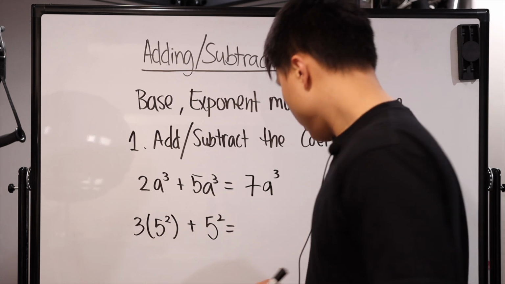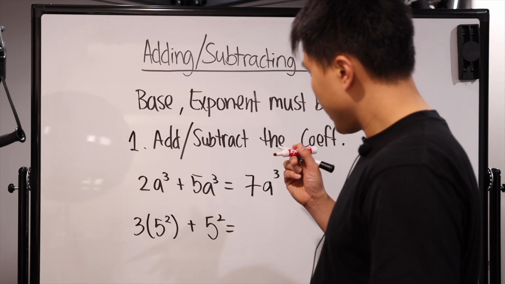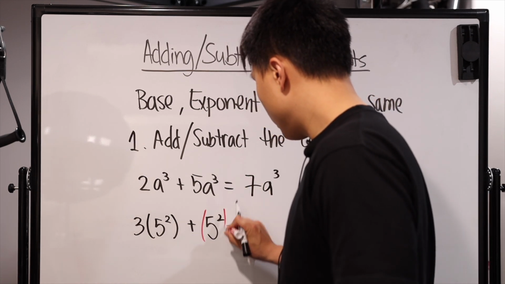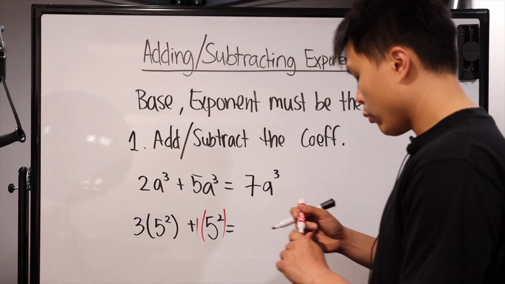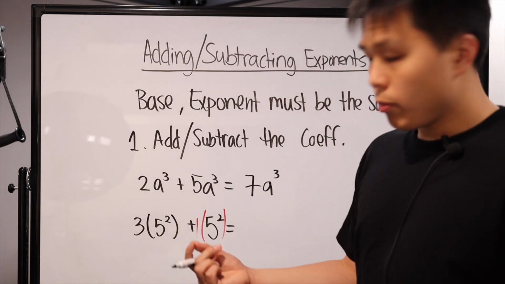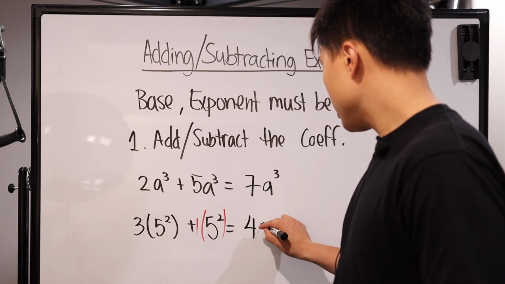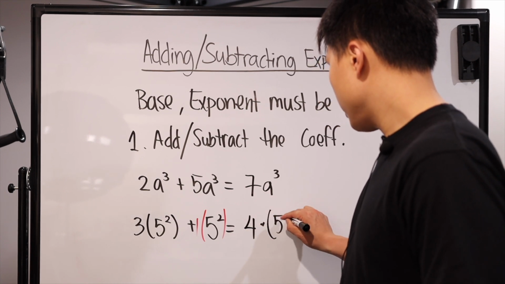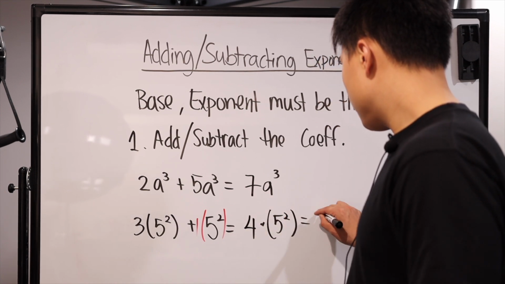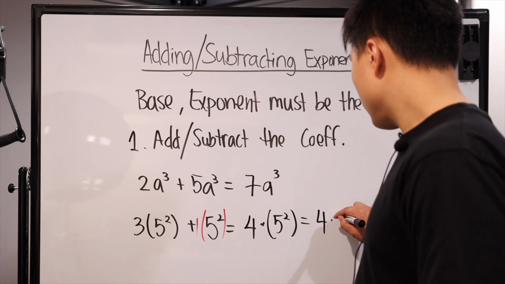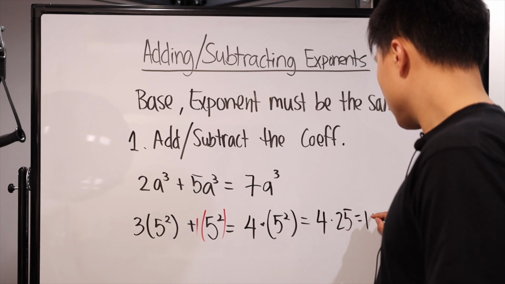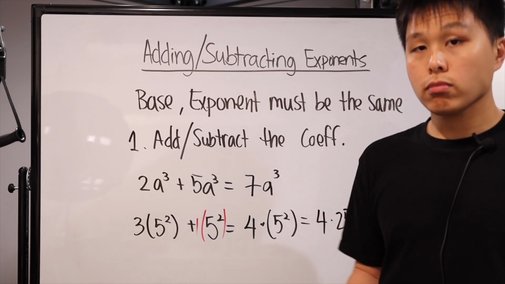This is a 3. There is technically an invisible 1, if you want to think of it that way. And then what you're going to do is the same thing. You combine the coefficient, it's going to be 4 times the expression, which is 5 squared, which is basically 4 times 5 times 5, or 4 times 25, which is 100. Okay?